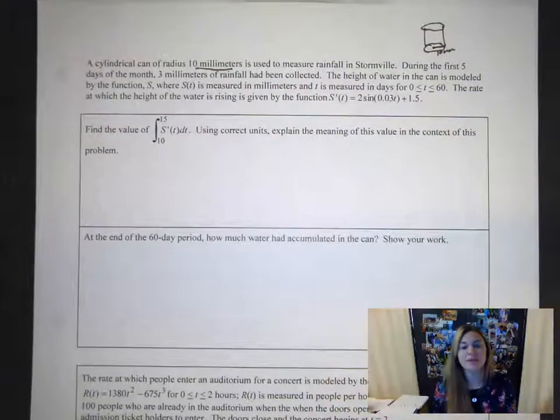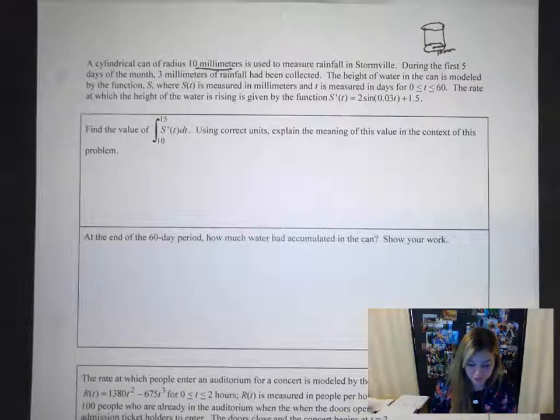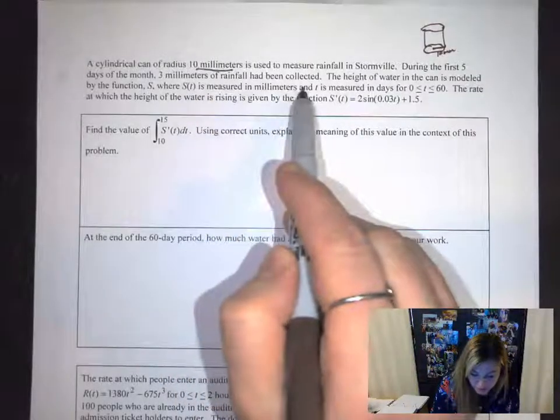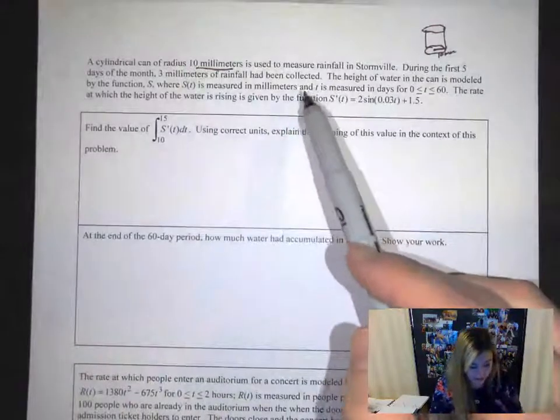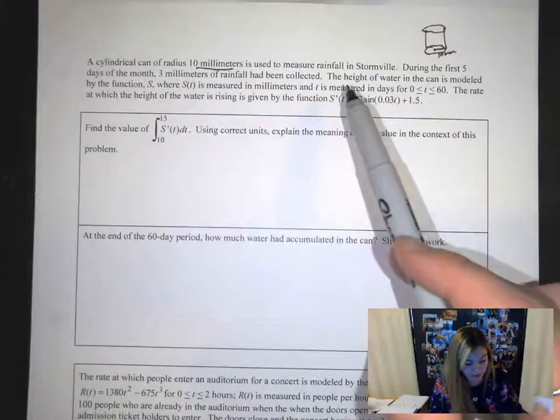I'm in Stormville. During the first 5 days of the month, 3 millimeters of rainfall have been collected. So in Stormville, 3 millimeters of rainfall have been collected during the first 5 days of the month. Okay, so that seems like important information. I should keep this in mind.